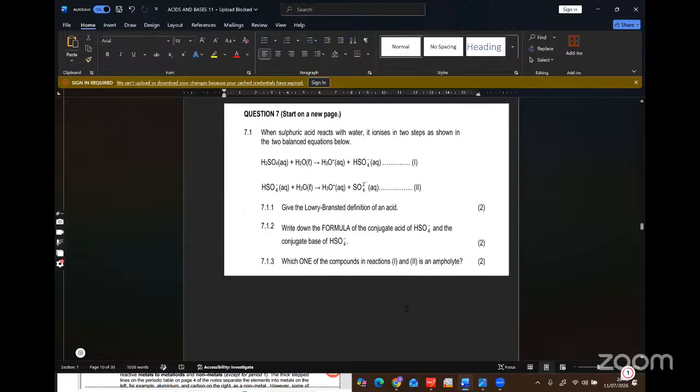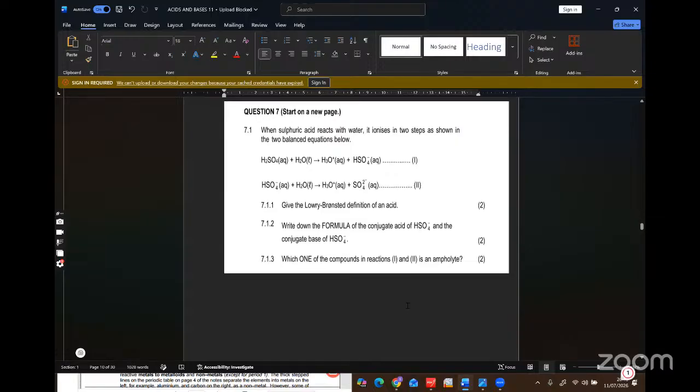Now we come to the next question. This one says that when sulfuric acid reacts with water, it ionizes in 2 steps, as shown in the 2 balanced equations. Give the Lowry-Bronsted definition of an acid. You say an acid is a proton donor. Okay? Proton donor, you get 2 marks. Then the second question says to write down the formula of the conjugate acid of this. It means this is a base.